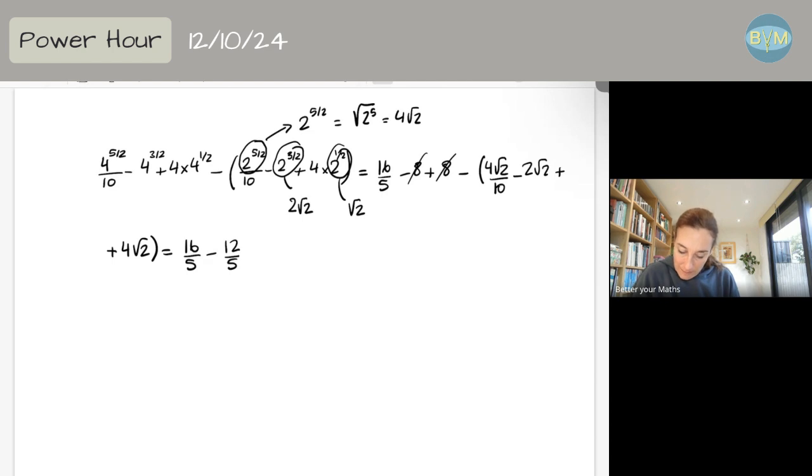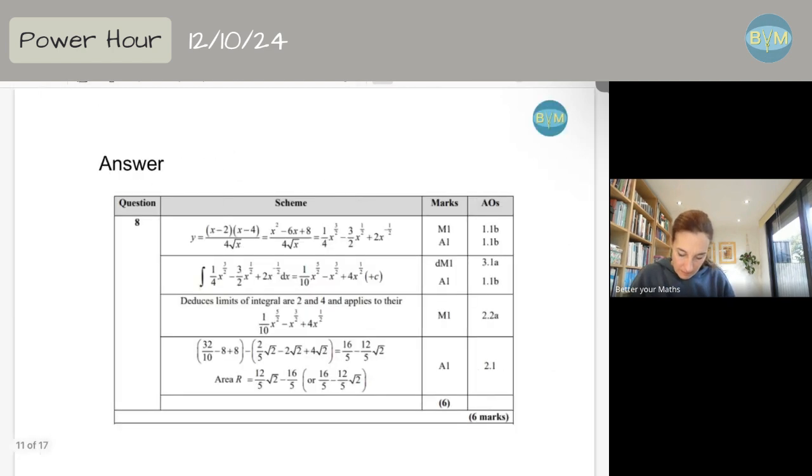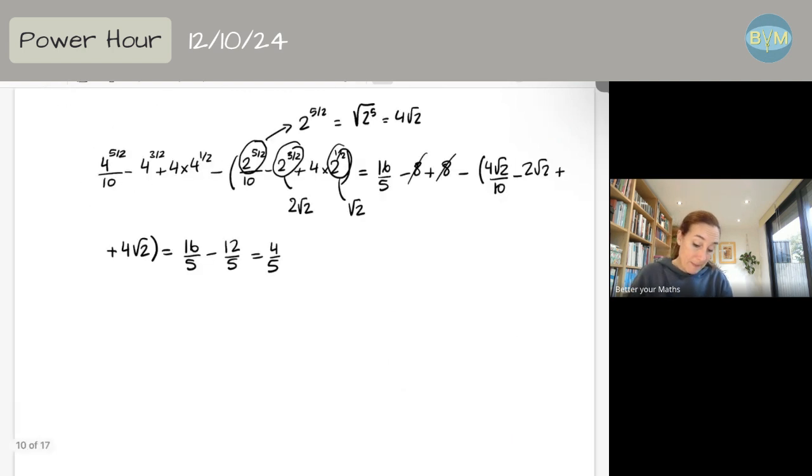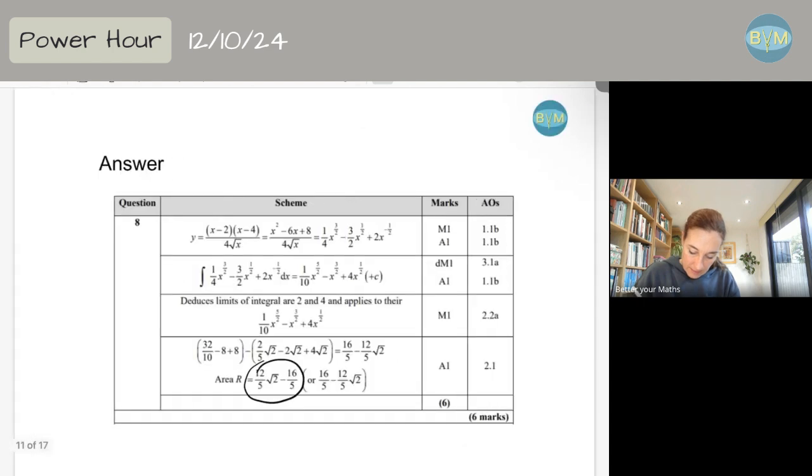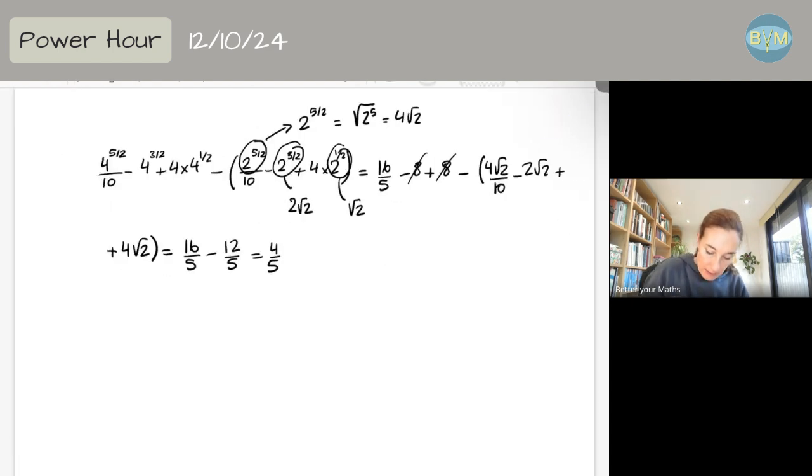Is that what you get? 4/5? It cannot be 4/5. Look at the graph, and it must be even negative. So we're checking everything. 16. Ah, sorry, I forgot the root 2. I'm missing the root 2. Root 2. Is that right?